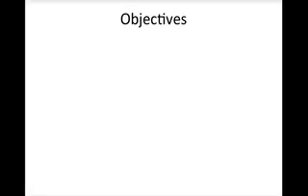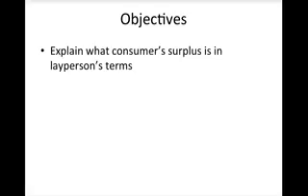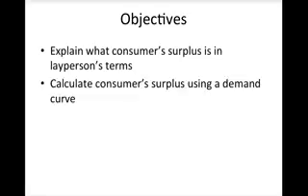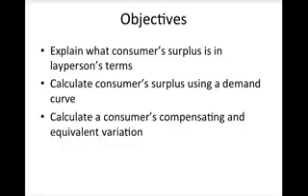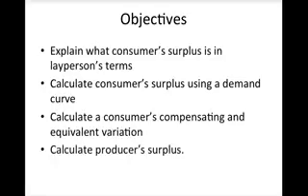By the end of this lesson, I hope that you are able to do 4 things. First, you should be able to explain what consumer surplus is in simple terms. Second, if you have a graph or equation for a demand curve, you should be able to calculate consumer surplus using the information in the graph or equation. Third, you should be able to calculate 2 alternative measures of consumer surplus, called the compensating variation and the equivalent variation. Finally, you should be able to calculate a producer surplus for a market transaction.